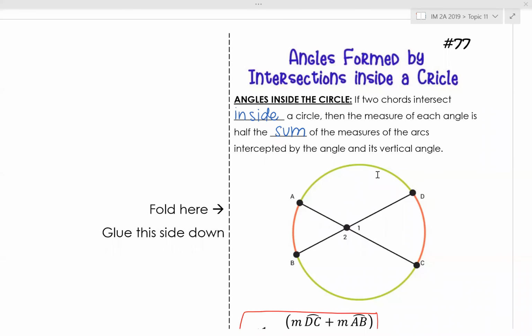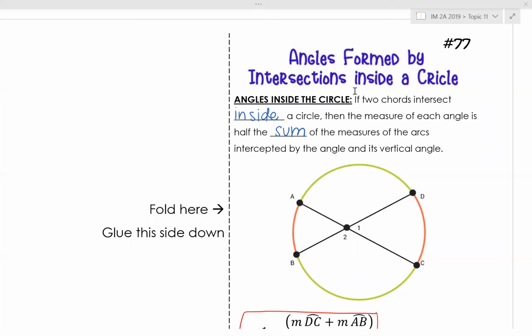Okay, so in this video, I'm going to do pages 77 and 78, which are angles formed by intersections. 77 is inside a circle, 78 is outside a circle. I'm only going to do some of these examples just for the sake of time because this is the last week. So I will skip about half of this just so that you have enough that you need for your assignment. So angles inside the circle.